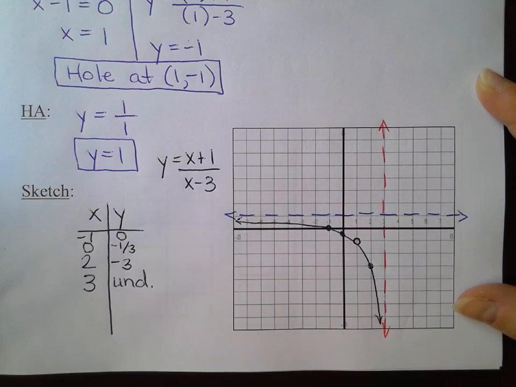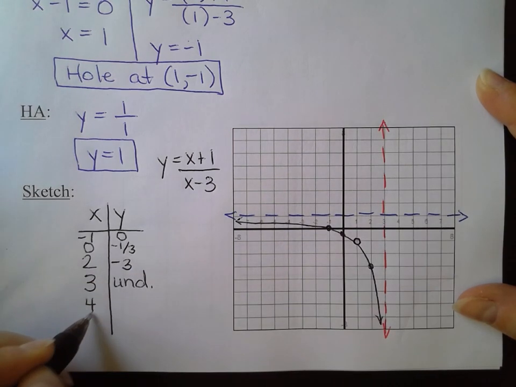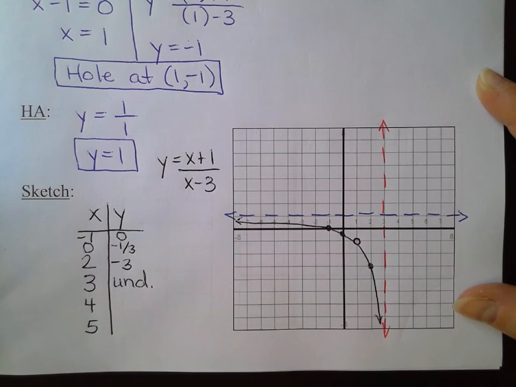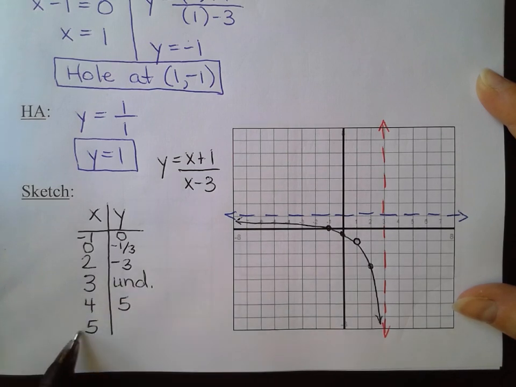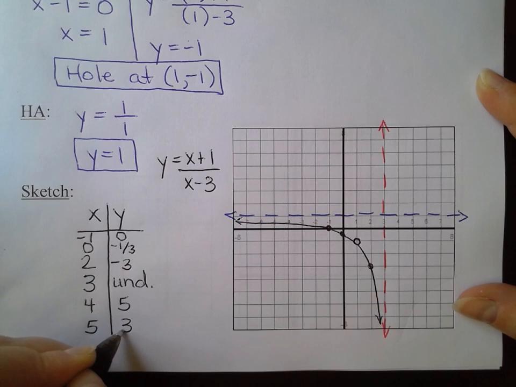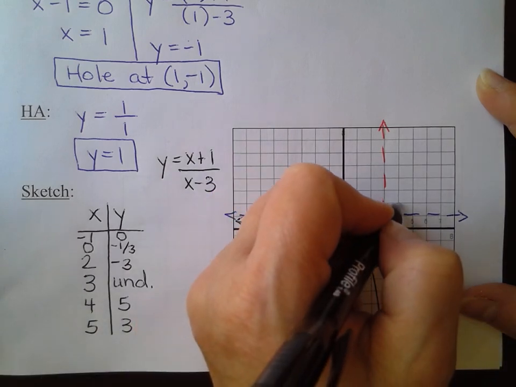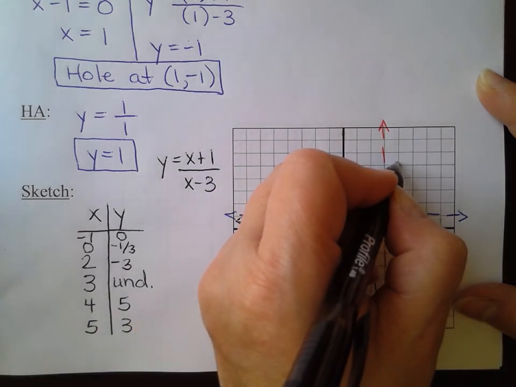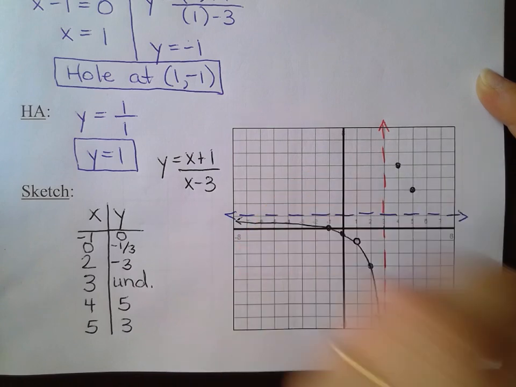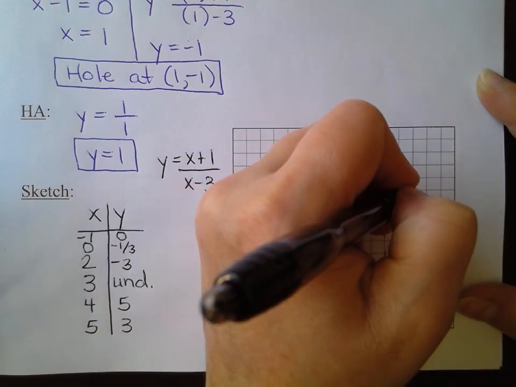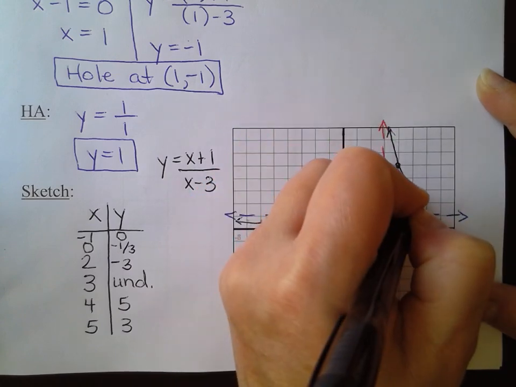Then don't forget the other side, so we would like to choose a few points on the right. So if I put in 4, I'm going to have 5 over 1. If I put in 5, I'm going to have 6 over 2. So 4, 1, 2, 3, 4, 5. And 5, 1, 2, 3. And just like before, it's going to approach these dotted lines. That's why we've drawn them there.